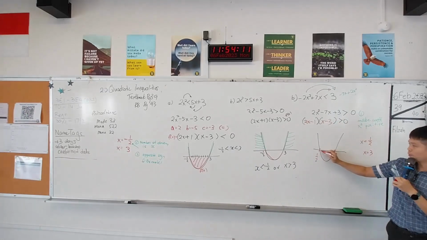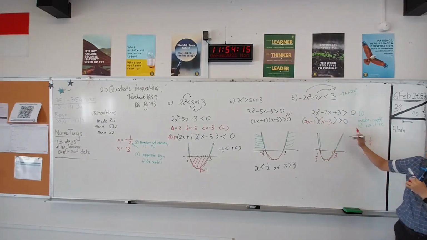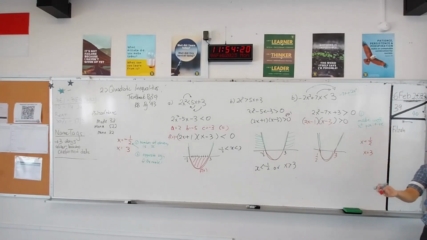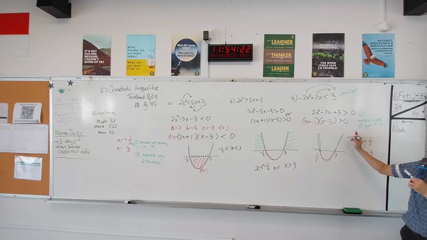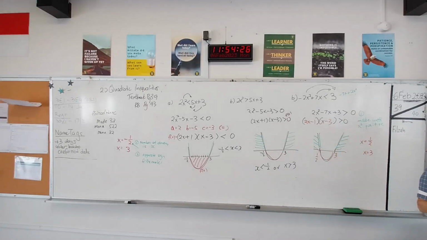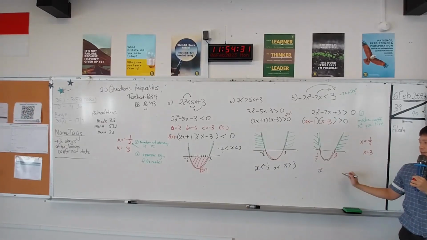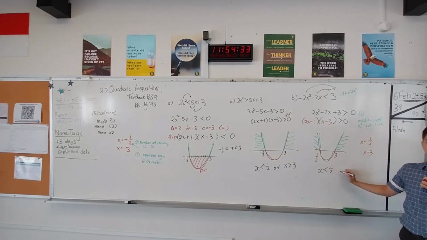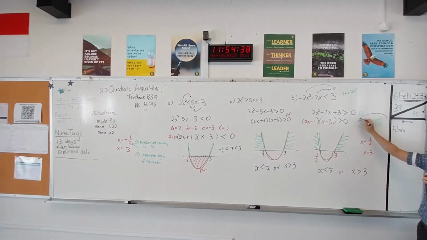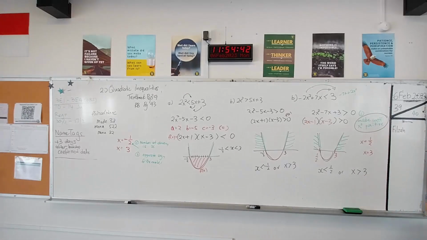Which one do I want? Do I want the red part or do I want the green part? Look at this sign. Do I want the red part or the green part? I want the green part. And so, what are the range of values of x? This is the last part already. X must be smaller than half or x is greater than 3. So please always make the coefficient of x squared positive. Okay? Alright, can we stop the video?